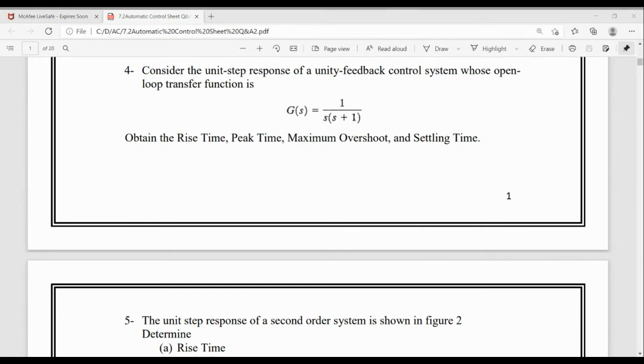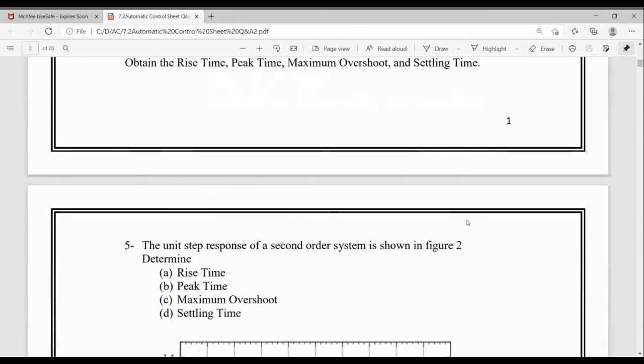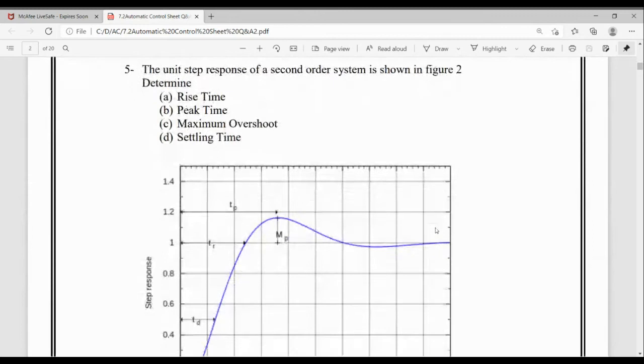So today we are going to discuss second order control systems. The problems we will solve depend on second order control systems. So here is the question. Consider the unit step response of a unity feedback control system whose open loop transfer function is given. Obtain the rise time, peak time, maximum overshoot and settling time. Okay, this is the question, and we have the solution here.